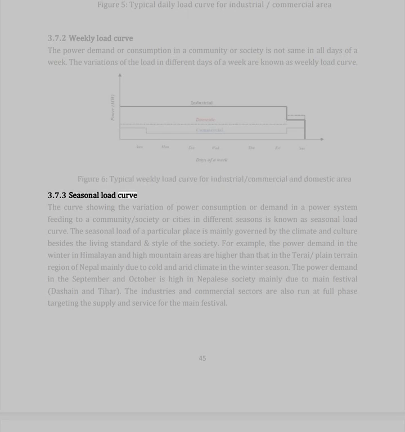3.7.3 Seasonal load curve. The curve showing the variation of power consumption or demand in a power system feeding to a community/society or cities in different seasons is known as seasonal load curve. The seasonal load of a particular place is mainly governed by the climate and culture besides the living standard and style of the society. For example, the power demand in the winter in Himalayan and high mountain areas is higher than that in the Terai/plain terrain region of Nepal mainly due to cold and arid climate in the winter season.